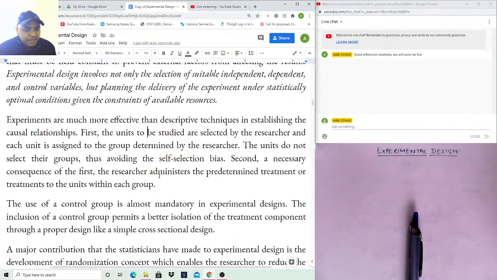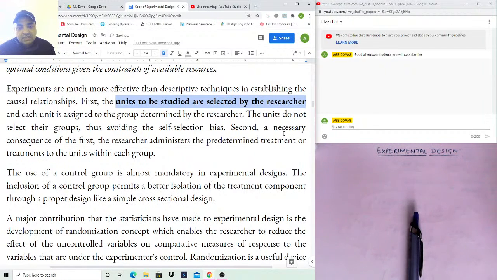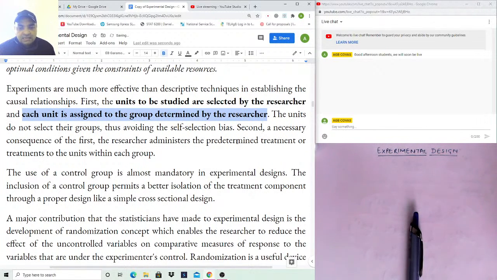Now, experiments are much more effective than descriptive techniques in establishing causal relationships. First, the units to be studied are selected by the researcher. That is, in experimental design, which units will constitute your investigation is selected by the researcher, and the group to which each unit is assigned is also determined by the researcher. Before commencing the study you have the liberty to select your units, that is, the units on which I am going to study, which constitute the sample.